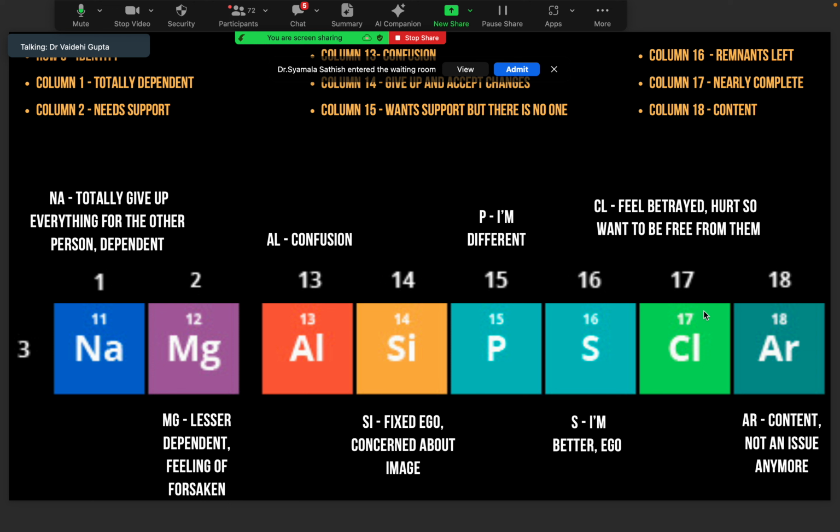Phosphorus, I am different. Sulfur, I am better, because of the ego, that foolish ego. Chlorine, feels betrayal, hurt, so wants to be free from them. So he just wants to be free from all such things. Argon, they are content, not an issue anymore. Identity is not an issue for argon anymore.